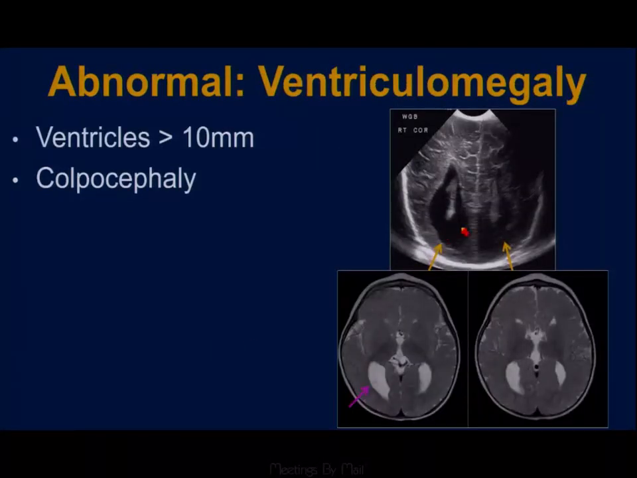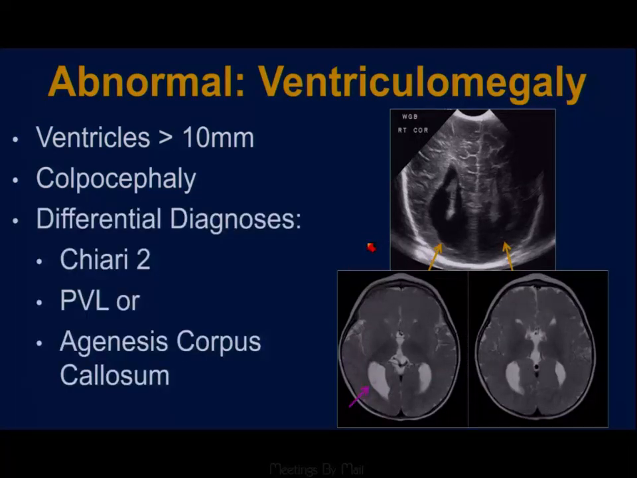So if you see something that's greater than 10 millimeters and you see this colpocephalic configuration of the ventricles, that's when you really have to be concerned. And really you're going to end up in a broad differential here: a Chiari 2, PVL, agenesis of the corpus callosum. Again, you'll probably be able to differentiate between these to put something on the top of your differential by ultrasound, but in the end, the treating physicians are probably going to want an MRI to confirm and to evaluate some of the prognostic indicators associated with these.